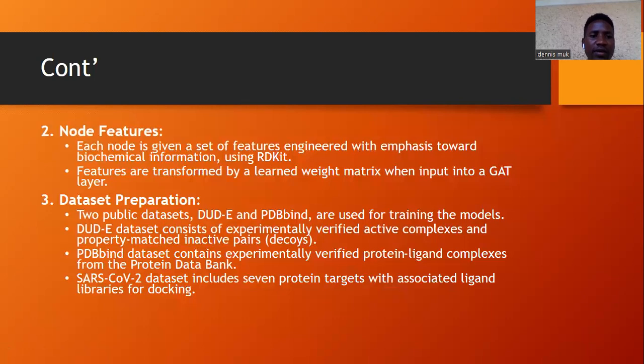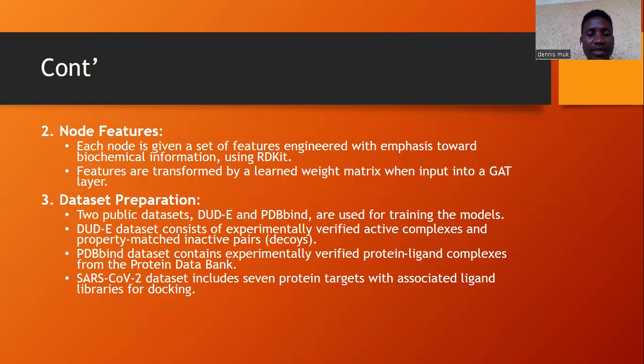Next we shall have the other methods that are used, the node features, where each node is given a set of features engineered with emphasis towards biochemical information using the RDKit. Then we have dataset preparation, where two public datasets, the DUD-E and the DUD bind, are used to train the models.